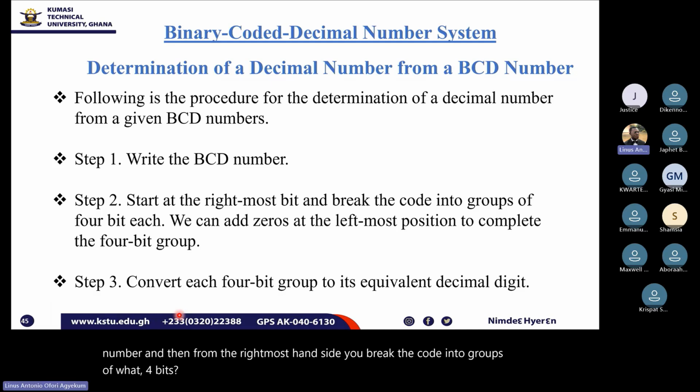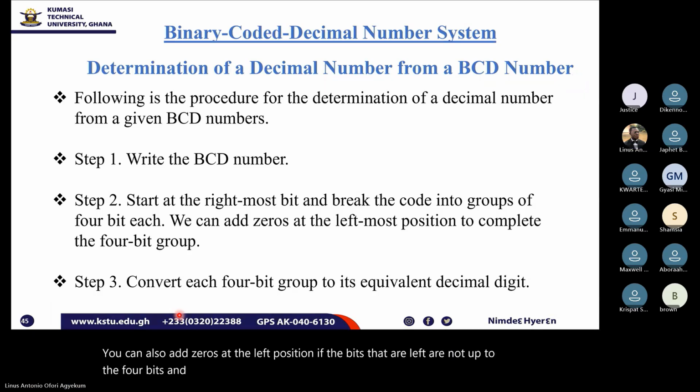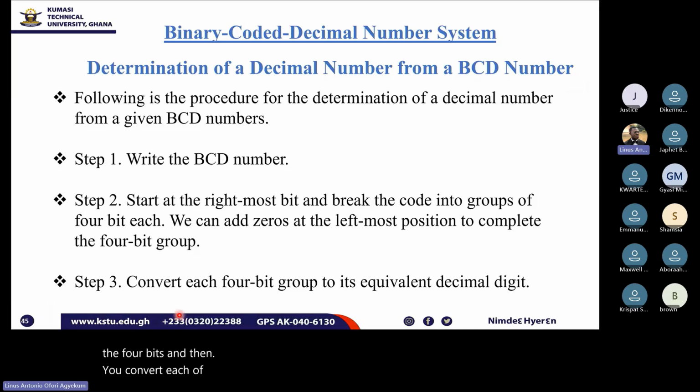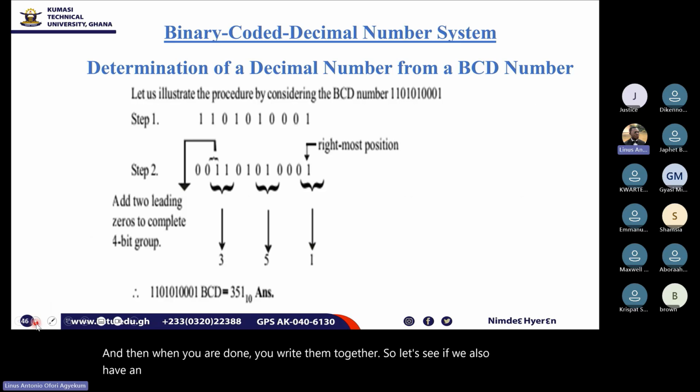You can also add zeros at the left position if the bits that are left are not up to 4 bits. And then you convert each of the 4 bits to its equivalent decimal digit. And then when you are done, you write them together. So let's see if we also have an example for that.